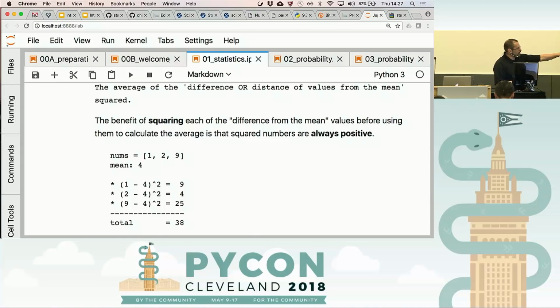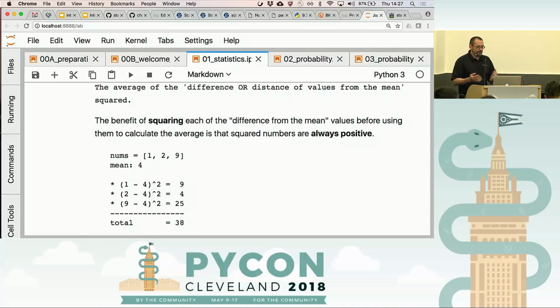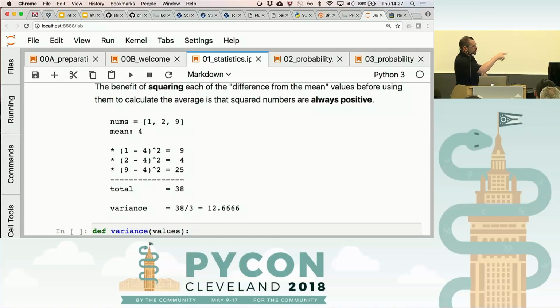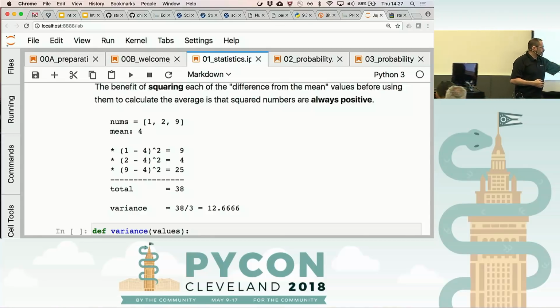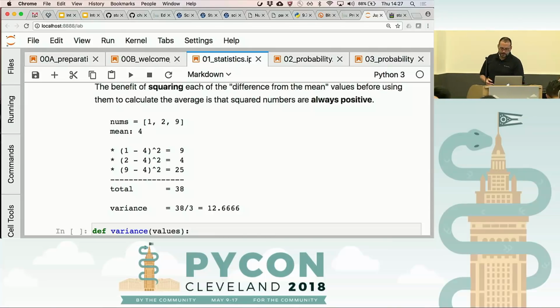And so in this case, I have these three numbers, 1, 2, and 9. The average was a 4. I calculate what's called the variance, and I get a total of 38, and then I divide it by 3. Sorry, math is hard. I divide by 3, and I get a 12.6. So it gives me some sense of what the variance is.